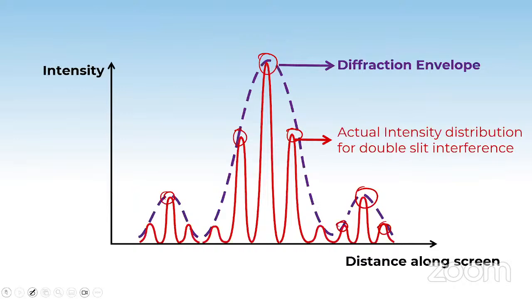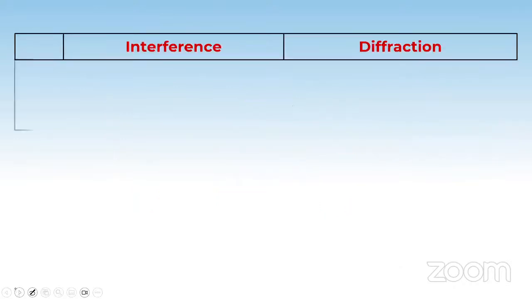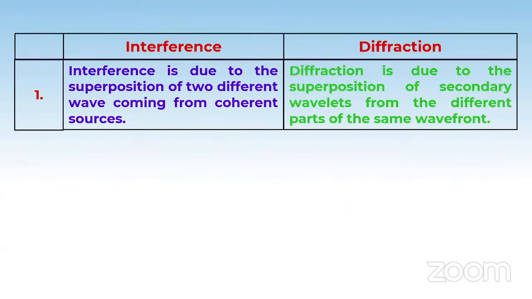This we call the diffraction envelope. Now what is the difference between interference and diffraction? Interference is due to the superposition of two different waves coming from the coherent sources. And diffraction is happening due to what?